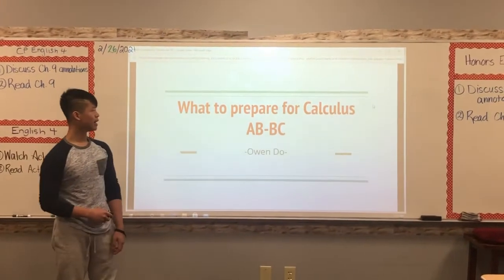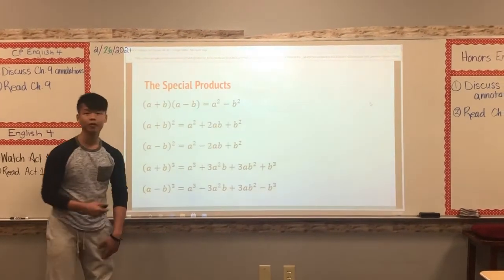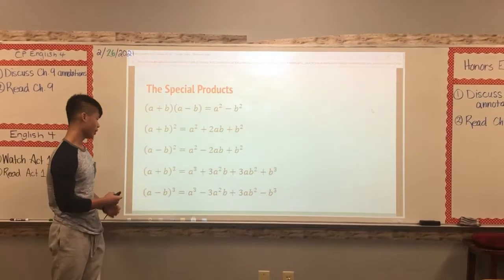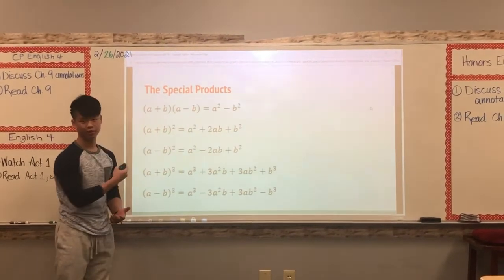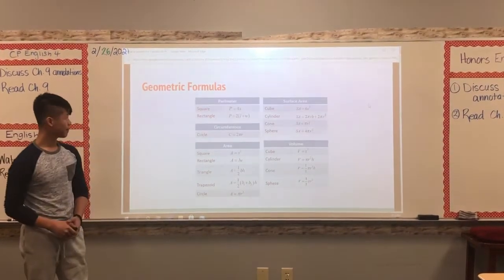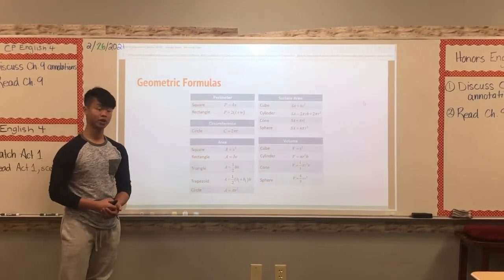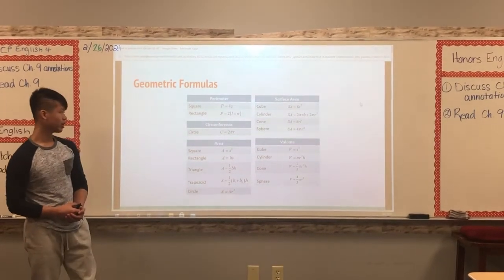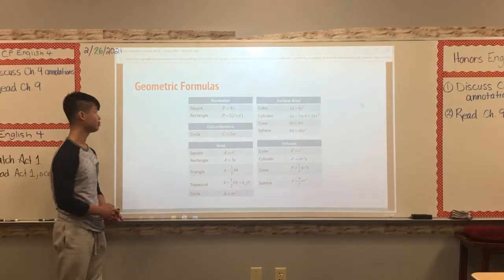So now we will talk about what to prepare for Cal AB and Cal BC. First of all, special products are very important because we do a lot of equations throughout the years. So those you probably see a lot. So it's a good thing to know. And next one is the geometric formulas. Those are very important because we will use a lot of shapes like volume and areas of circle, rectangle, triangle, cone. So it's very common in BC and AB probably too.